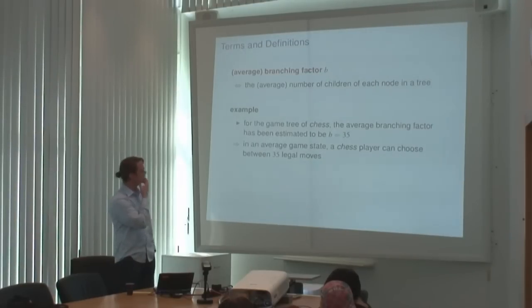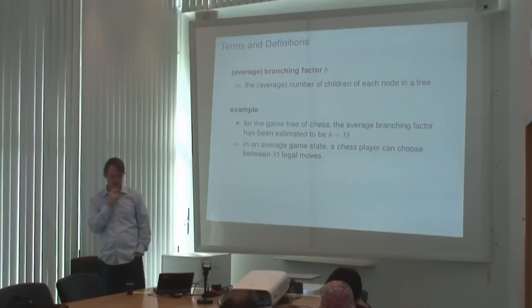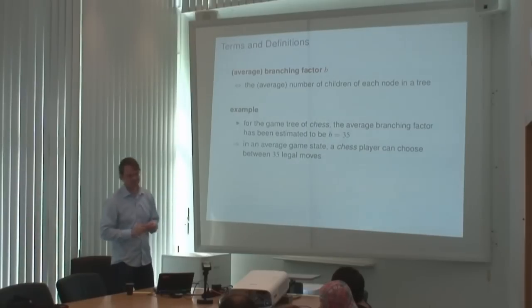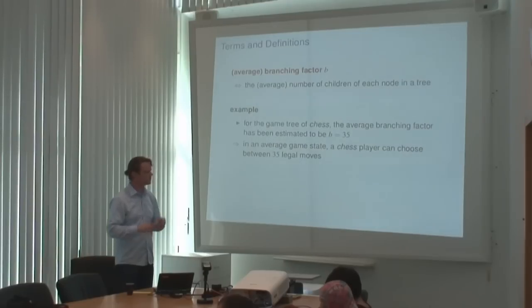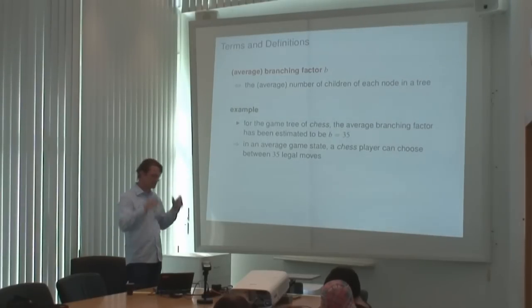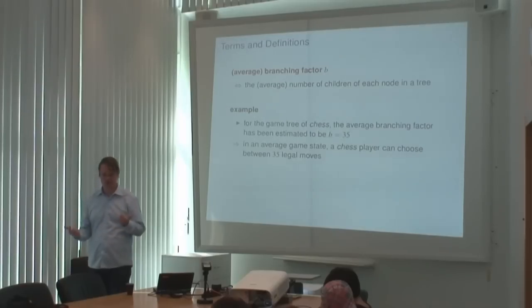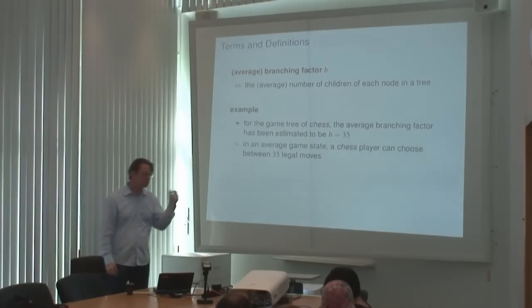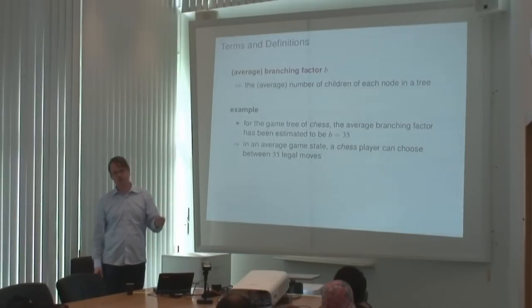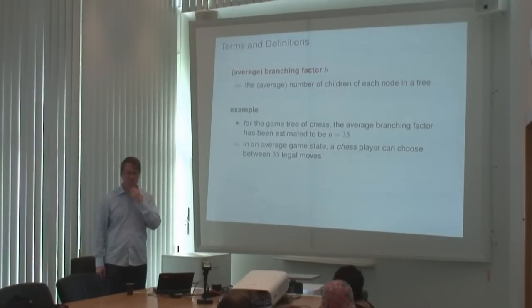For instance, in chess, the average branching factor has been estimated to be 35. Well, this is a good estimate, but seriously, we don't really know, right? Because nobody has computed the complete game tree for chess yet, and it will not happen anytime soon. So it is estimated to be 35. And that is to say that in every game state, on average, a chess player can choose between 35 things to do for the next move. This is rather much.